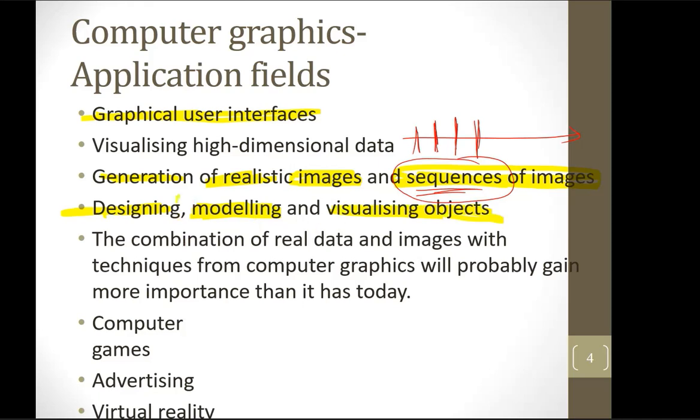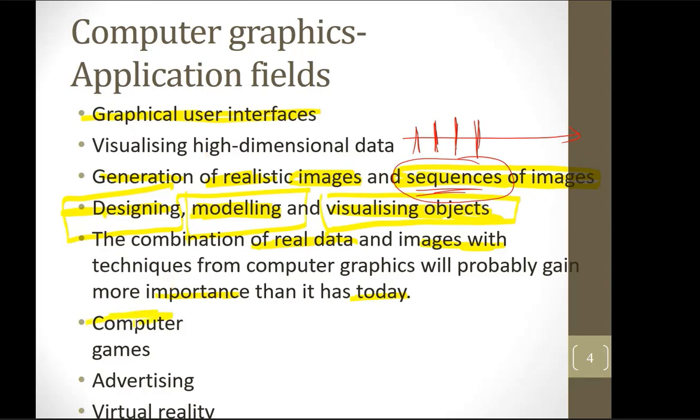So first of all, we have to design. After that, we have to make a model of this object, and in order to visualize the object, we have to make the render. So here we have the designing, then the modeling, and then the rendering. The combination of real data and images with techniques from computer graphics will probably gain more importance than it has today. So it's very important to combine real data with images that you generate by using computer graphics.